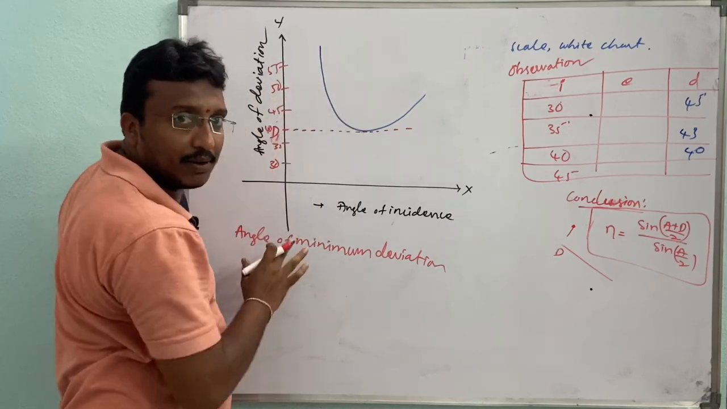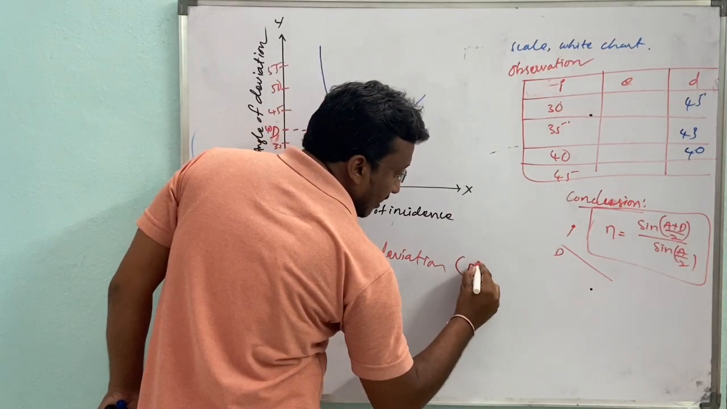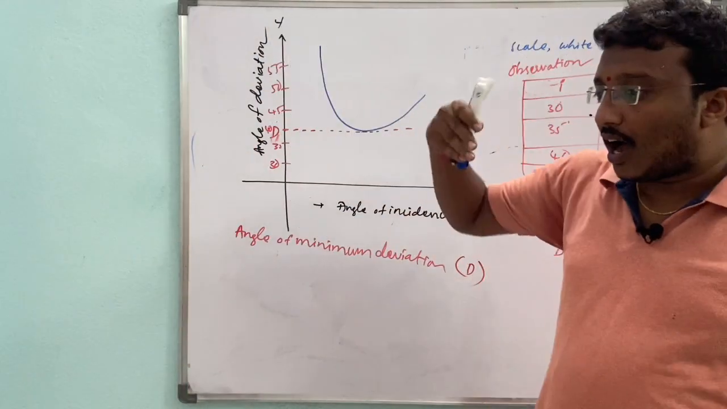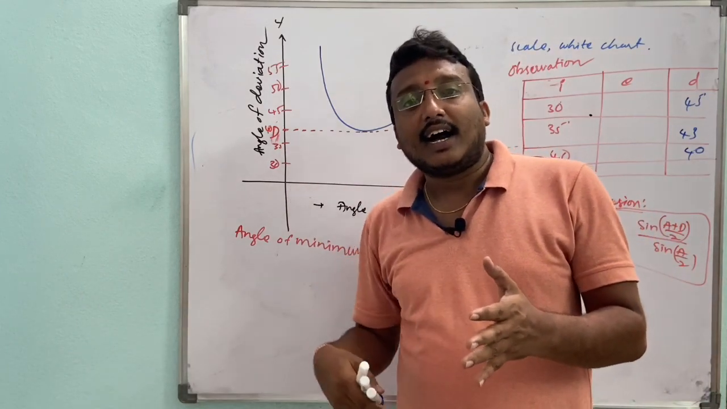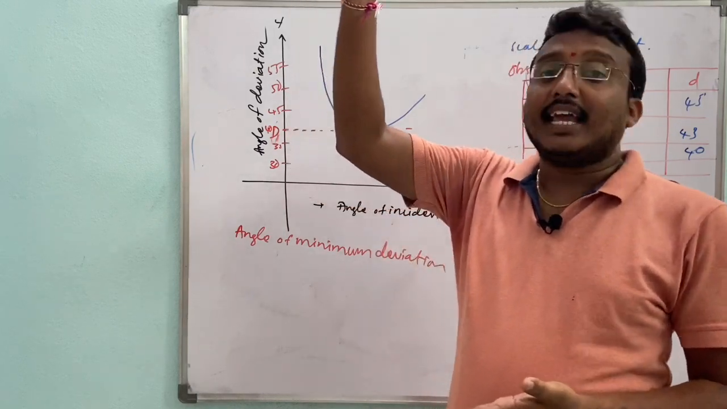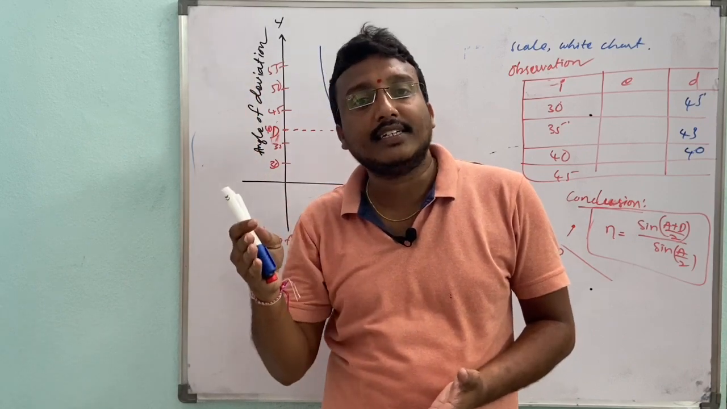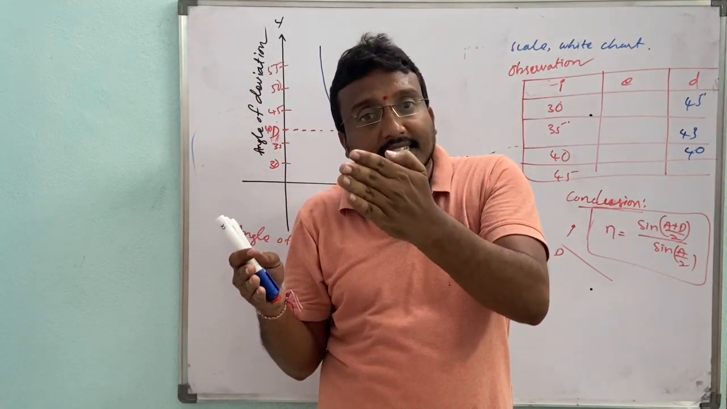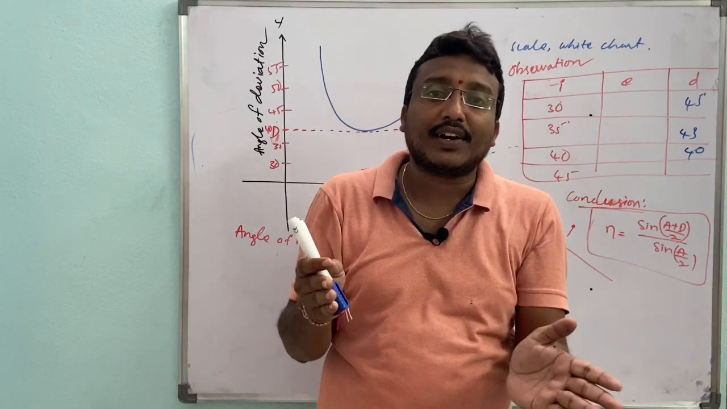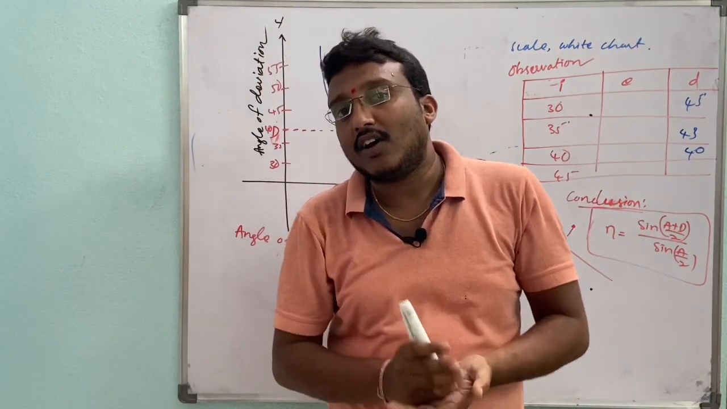In this case, for example, the angle of minimum deviation is always designated with D, right? Got it? The thing you have to notice is how the angle of incident affects the angle of deviation: while increasing the angle of incidence, the angle of deviation decreases until it reaches the minimum angle of deviation, and after that the angle of deviation again increases along with the angle of incidence.